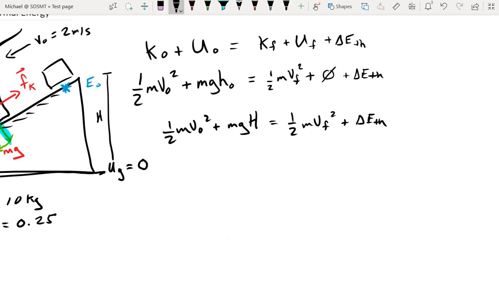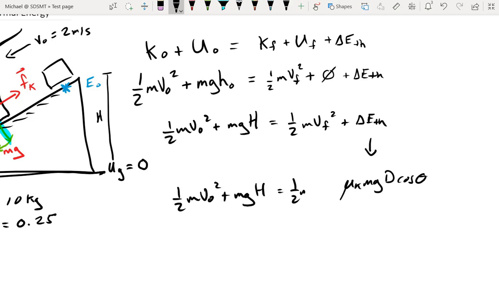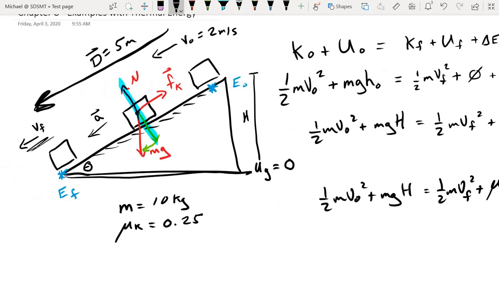So our thermal energy is mu k mg big D cosine theta, and then we have all the other values, some of which we have numbers for, some of which we don't. Okay, well, first of all, what we should see here is that the mass is common to every term in the system, and so the mass of the block doesn't matter. It's going to factor out. But the other stuff, let's see what else we need.